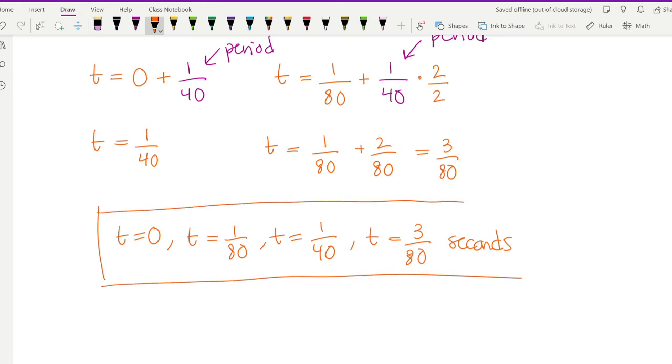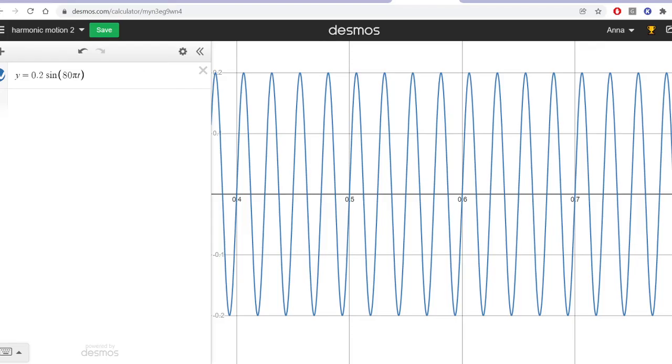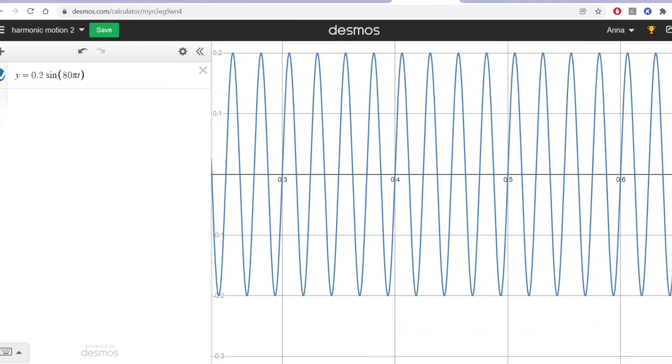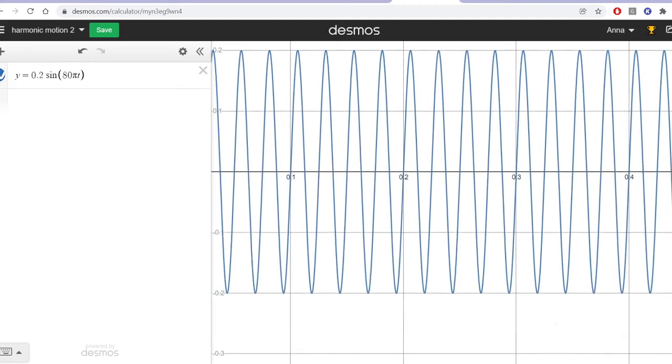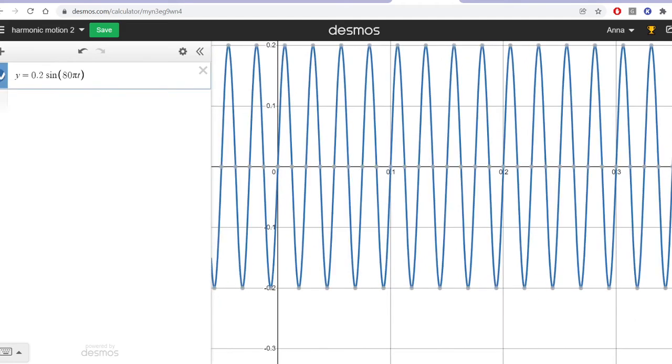And again, we can confirm this by looking at our graph. So if we go back to the graph, we're looking for the places where we're at 0. So that would be here, here, here, and here. Those are our first 4 times. And so the first 2, 0 and 0.025, those were the first 2 we found. And then the next 2 are achieved by adding the period of 1 over 40 to each of those.